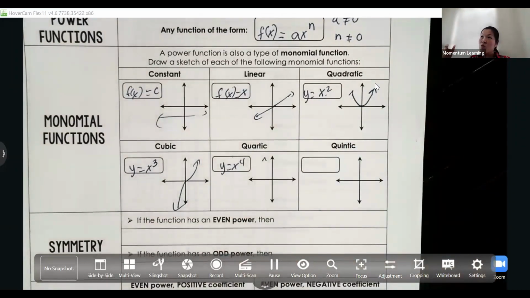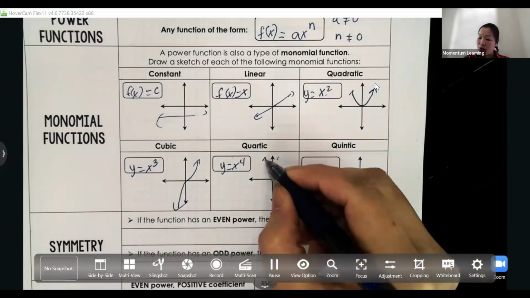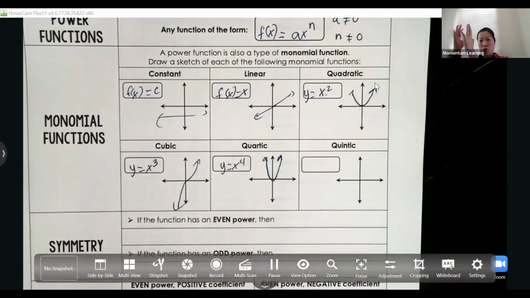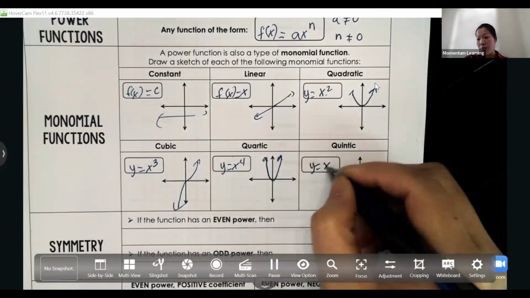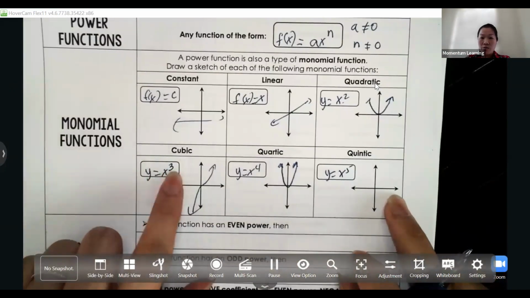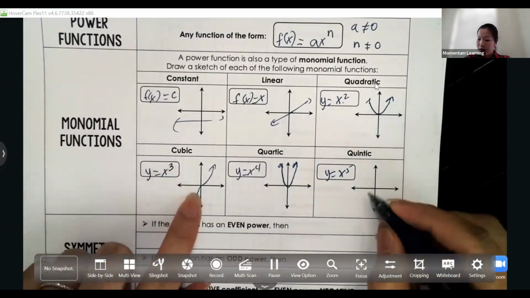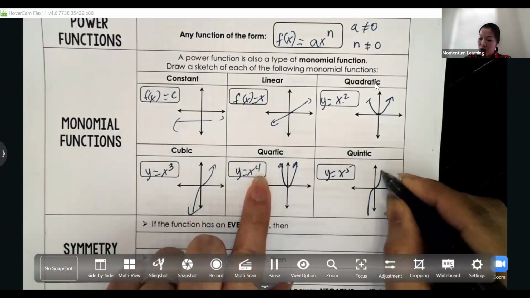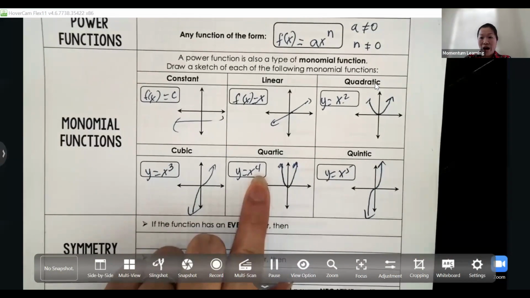Because 2 to the power 2 is only 4, but 2 to the power 4 is going to be 16. Your y value is increasing at a faster pace, so it's going to be closer to the y-axis. Quintic is the power of 5. So a power of 5 would be very similar to the power of 3. And when I say similar to x to the power 4, it is going to be closer to the y-axis.